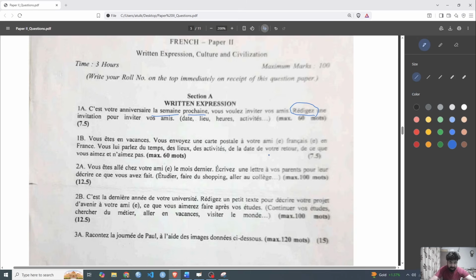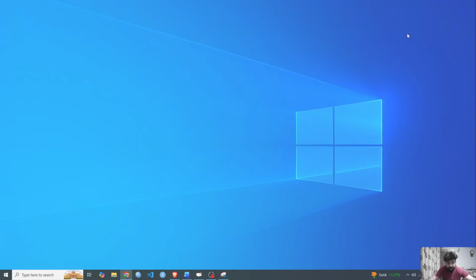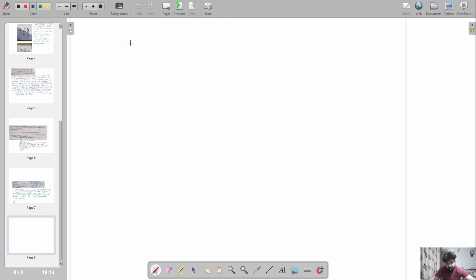So we just have to write an invite to the friend, and what we have to mention is the date, the place, the time, and the activity which we have to do. So we are supposed to move to the next board and do this. Okay, so we are now on the board, and we just have to write down the invitation part.